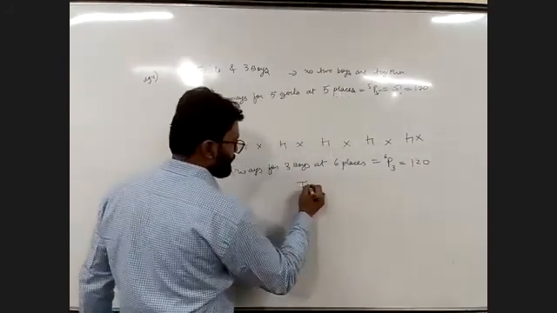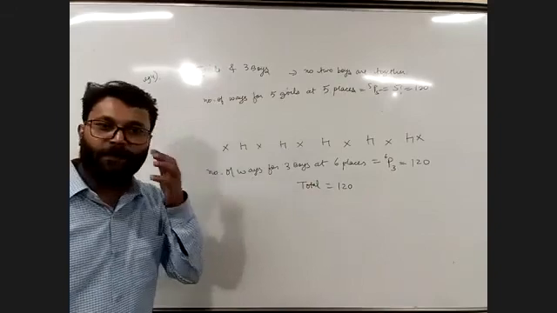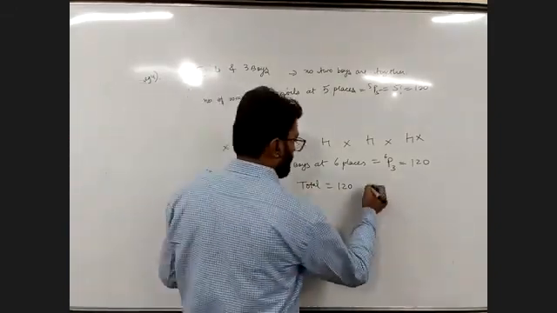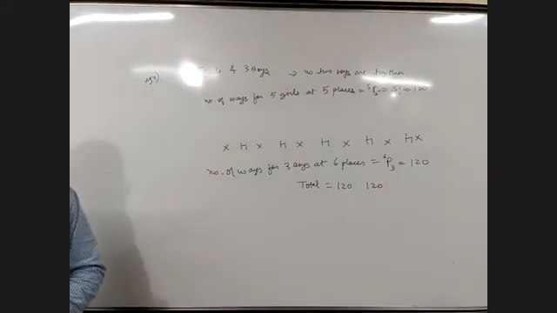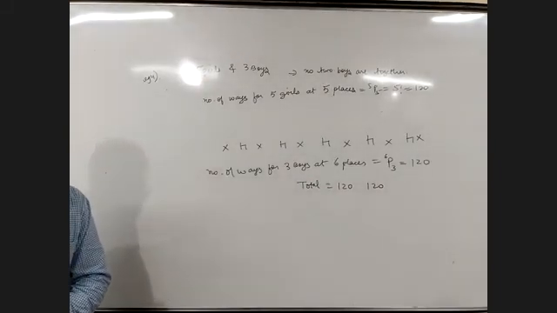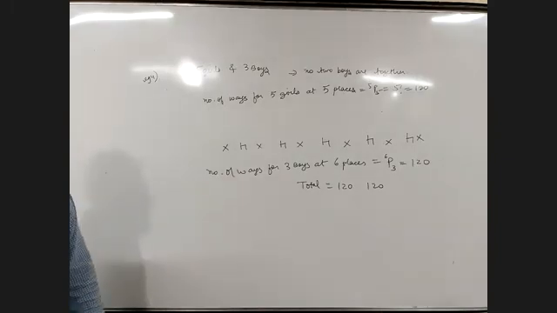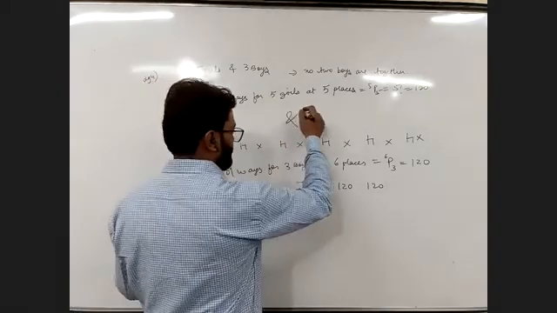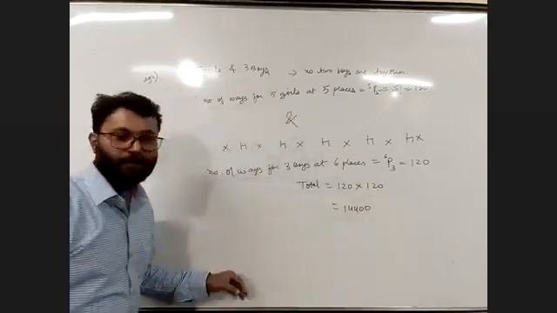What will be the total number of ways? 120 plus 120 or 120 into 120? Into, or plus? Why into? कहाँ लिखा है? This will be 14400. Followed?